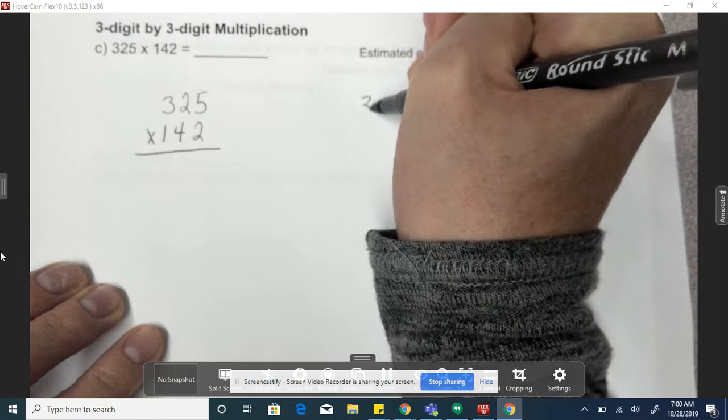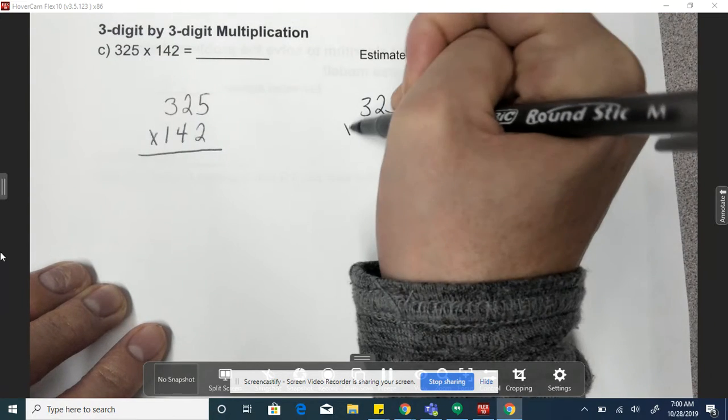Once again, I'm writing this twice. You can write it once and choose which way you want to do, but you do need to do it at least one way.